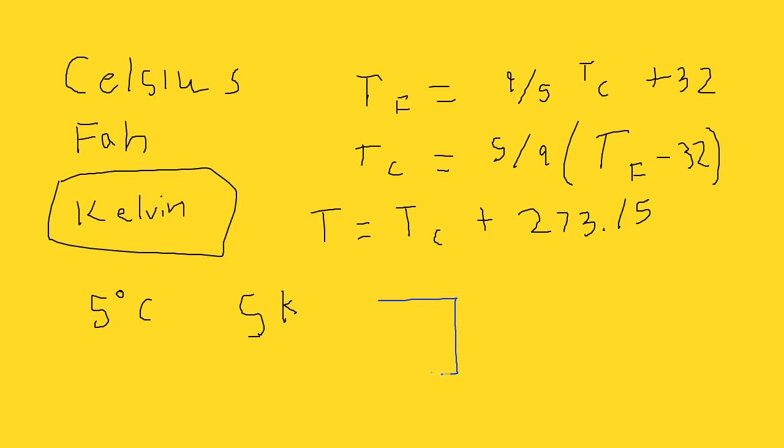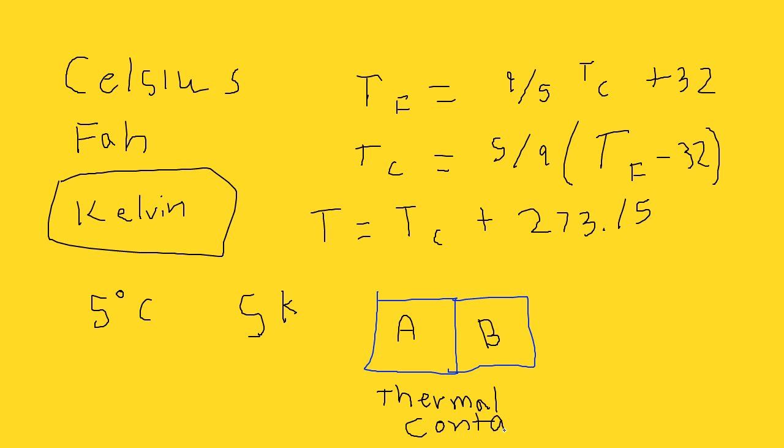Okay, say we have two objects here. We'll call this object A, this object B. If there's a heat flow between these two objects, these objects are in thermal contact. Thermal contact doesn't necessarily mean they're in physical contact, because if you put your hands next to a fire, there will still be a flow of heat, even though you're not physically touching the fire.